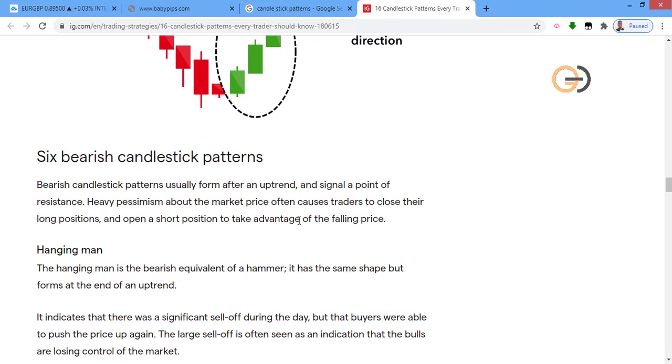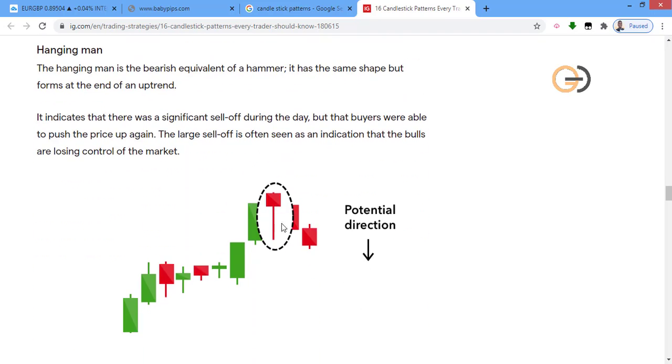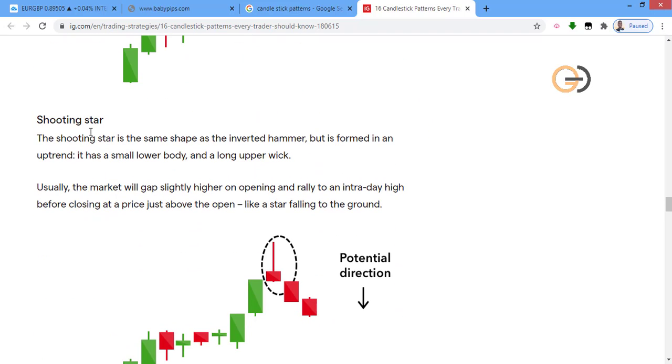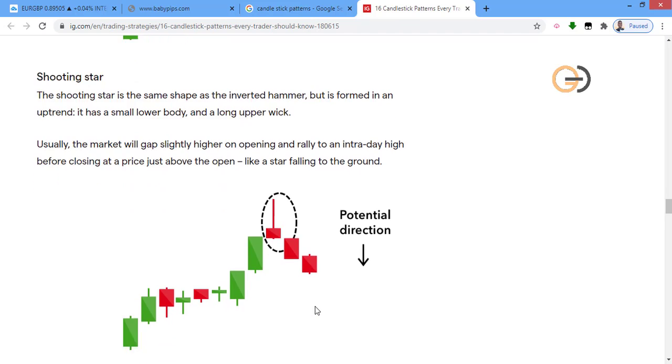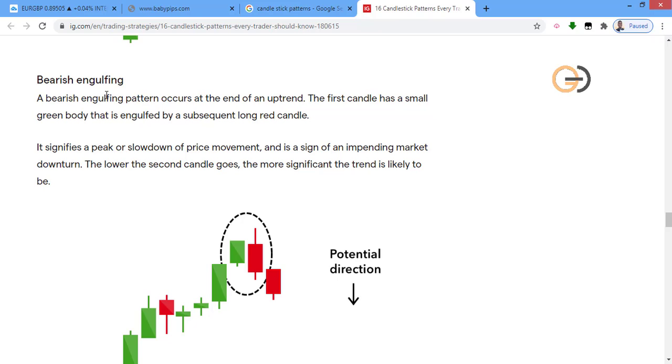Then we have the 6 bearish candlestick patterns. When we talk bearish, we talk about the downside, we talk about short, we talk about going down. So the same thing, you have the hanging man. When you see this candlestick pattern in an uptrend, know that it's reversing down. Then you have the shooting star, the same thing as the inverted hammer. When you see this in an uptrend, know it's a reversal.